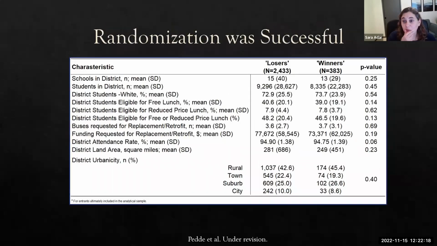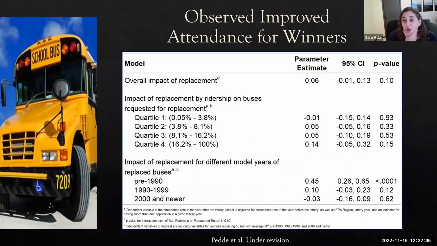So really briefly, what do we find? Well, first off, it was a pretty big sample. We had almost 2,500 losers of the lottery that we analyzed and 400 winners. Importantly, the distribution of characteristics among winners and losers was indeed similar, suggesting that it was a random assignment of who got the funds. So we ran models. We did do some adjustments, but again, it's a randomized controlled trial, so that makes our inference a lot stronger.